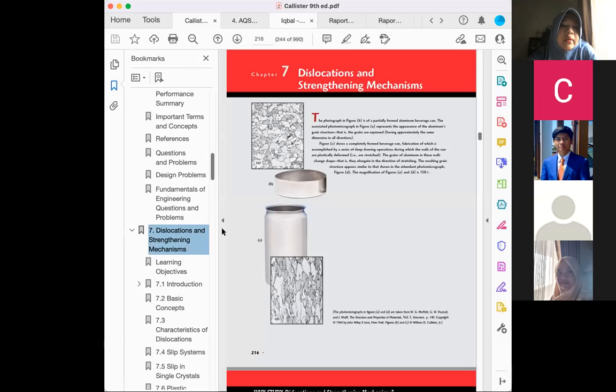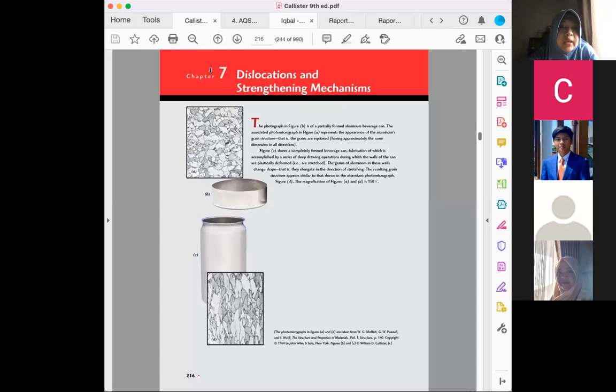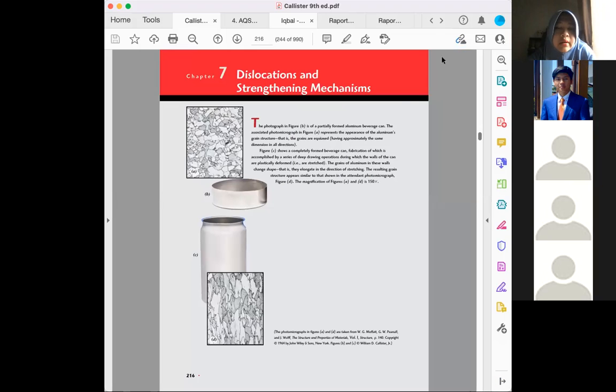Okay, so today and also tomorrow we'll continue to learn about dislocation. Can you hear my screen? Dislocation as well as a strengthening mechanism, and after that we'll move to the next chapter about failure.